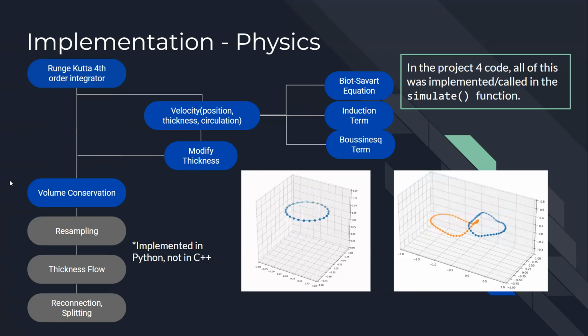We use the Runge-Kutta fourth order integration method to update the positions and thicknesses. Further, resampling maintains numerical stability, thickness flow controls the distribution of air within the bubble, and reconnection merges colliding bubbles. These components unfortunately did not make it into the C++ simulation, however, they are implemented in Python, shown here in this very cool two-ring collision.